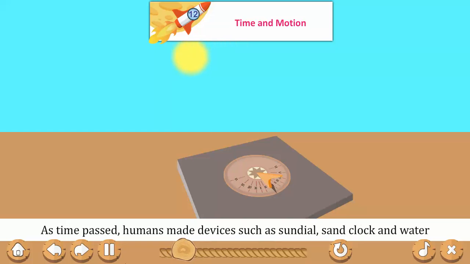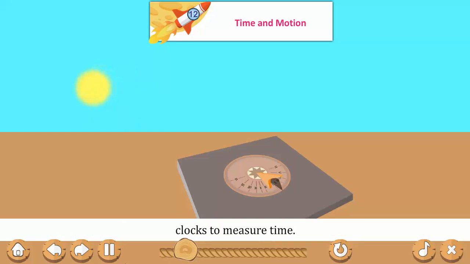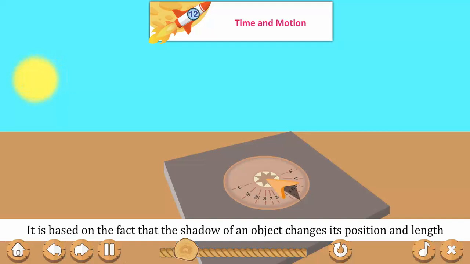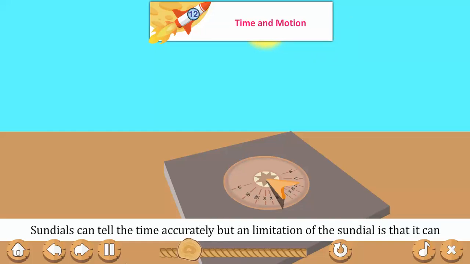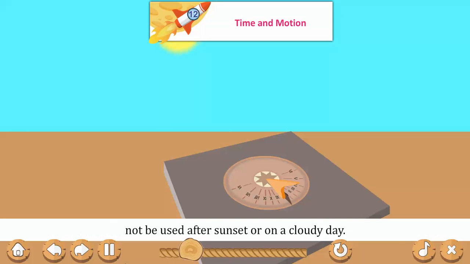As time passed, human-made devices such as the sundial, sand clock and water clock were developed to measure time. Sundial. It is based on the fact that the shadow of an object changes its position and length with a change in the position of the sun in the sky. Sundials can tell the time accurately, but a limitation of the sundial is that it cannot be used after sunset or on a cloudy day.